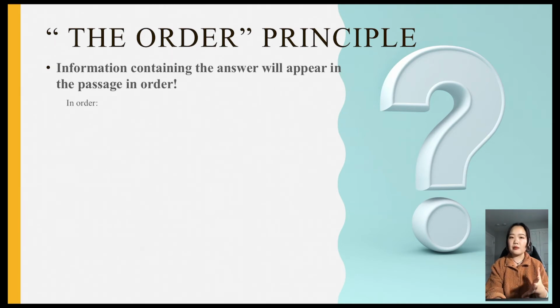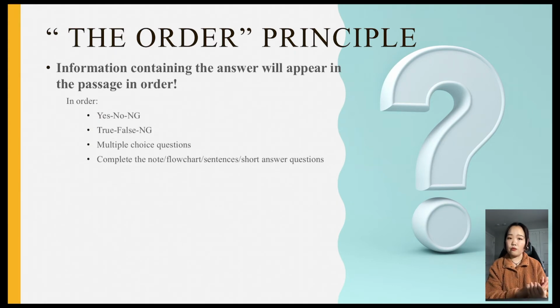The question types that are in order are yes or no, not given, true or false, not given, multiple choice questions, and complete the sentences and complete the blanks. It's either notes, flowchart, sentences, or short answer questions. All of those questions, their answer will appear in order in the passage.